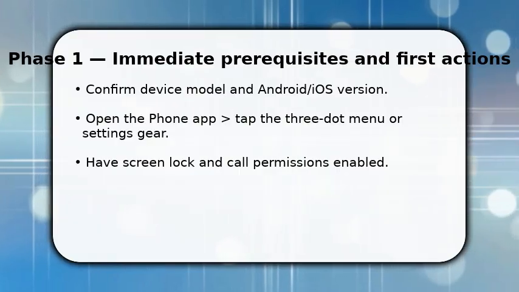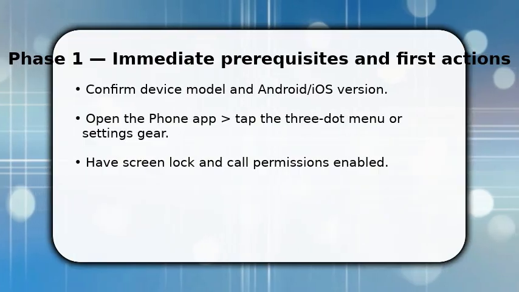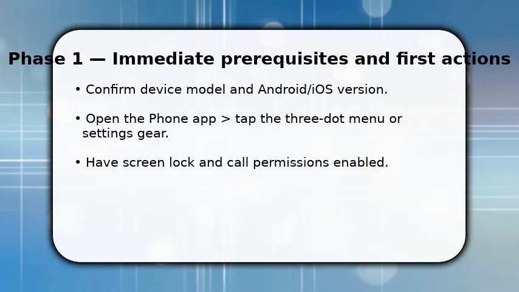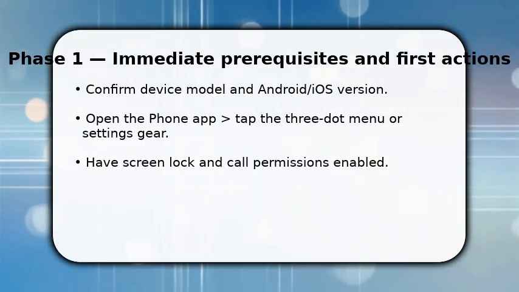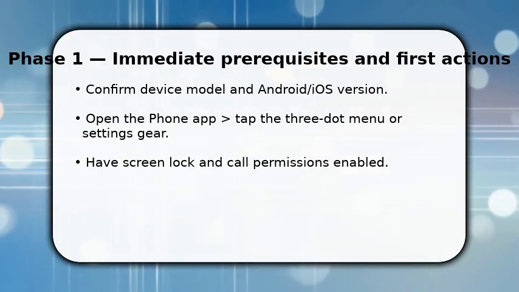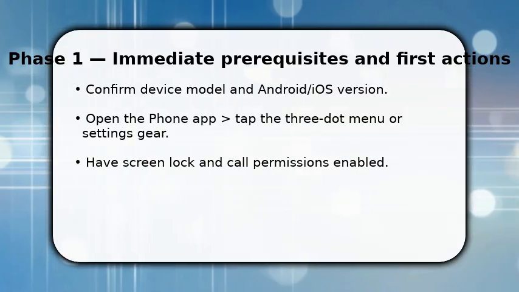You start by confirming the phone model and OS version because options differ across builds. Once done, open the phone app directly and go to its menu or settings gear. This is where call display controls live. Make sure call and display permissions are granted so settings appear.